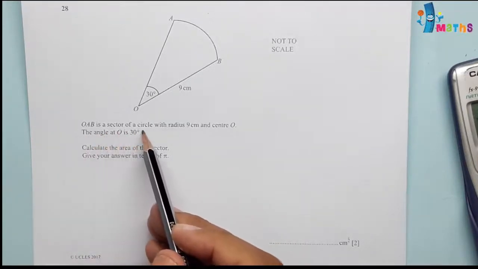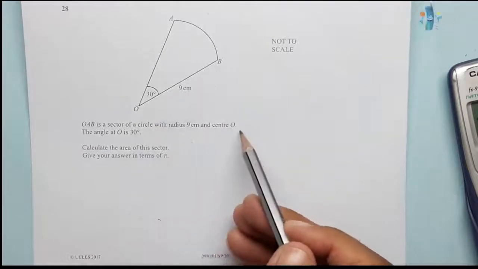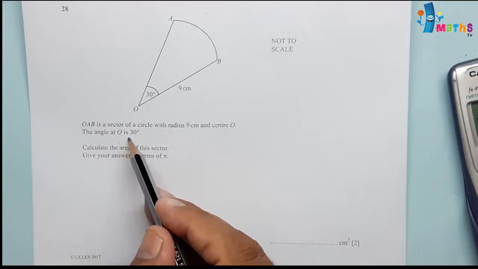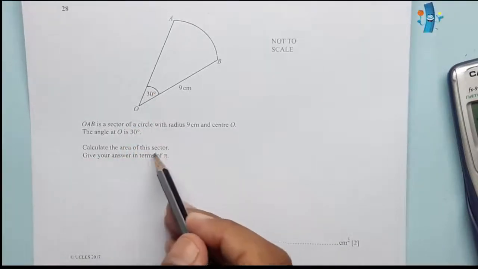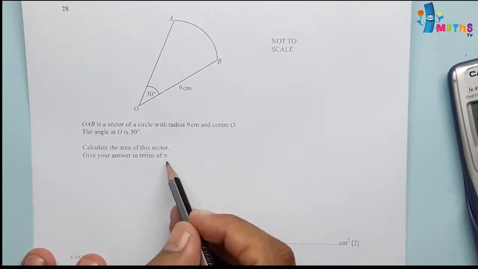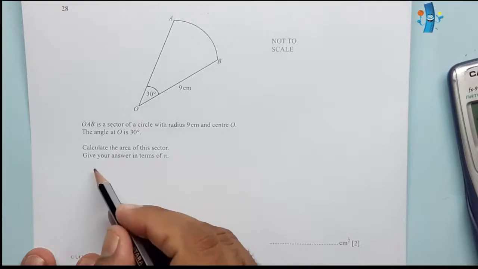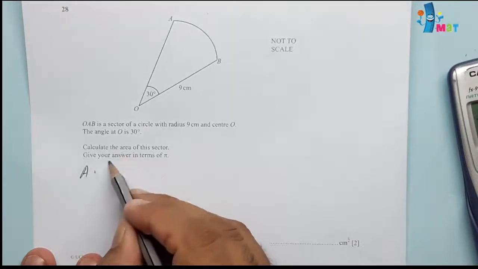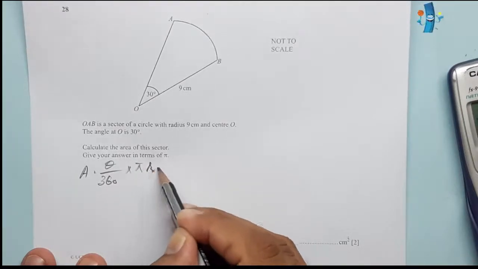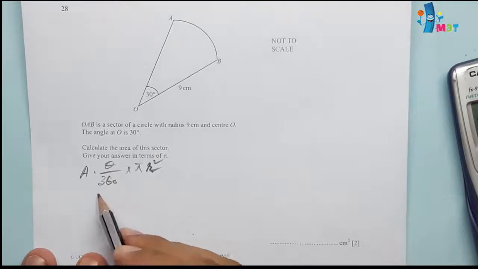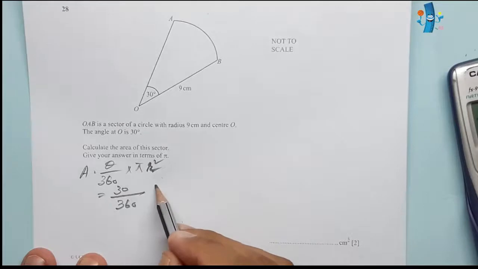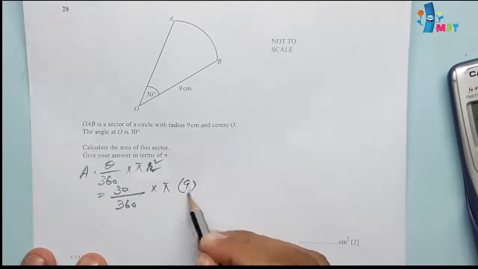OAB is a sector of a circle with radius 9 and center O, and the angle at O is 30 degrees. Calculate the area of this sector. Give your answer in terms of pi. So the formula for the area of a sector is theta over 360 into pi r squared. So theta is 30 degrees. 30 over 360 into pi into r squared, which will be 9 squared.